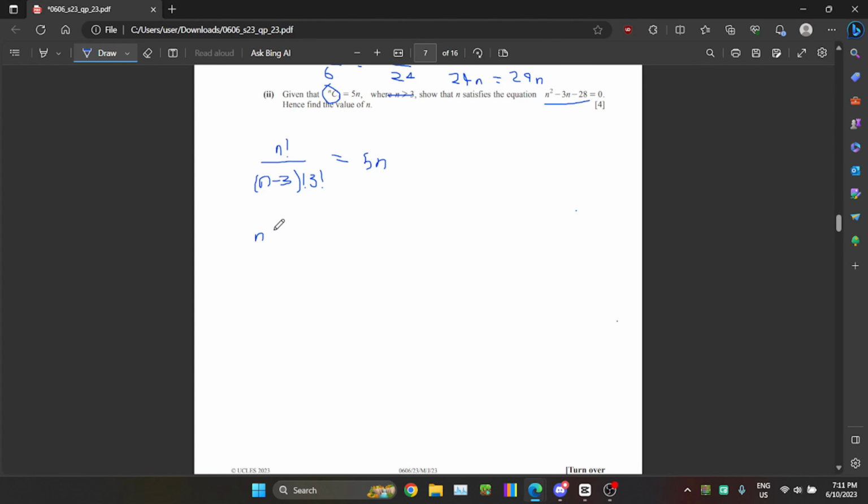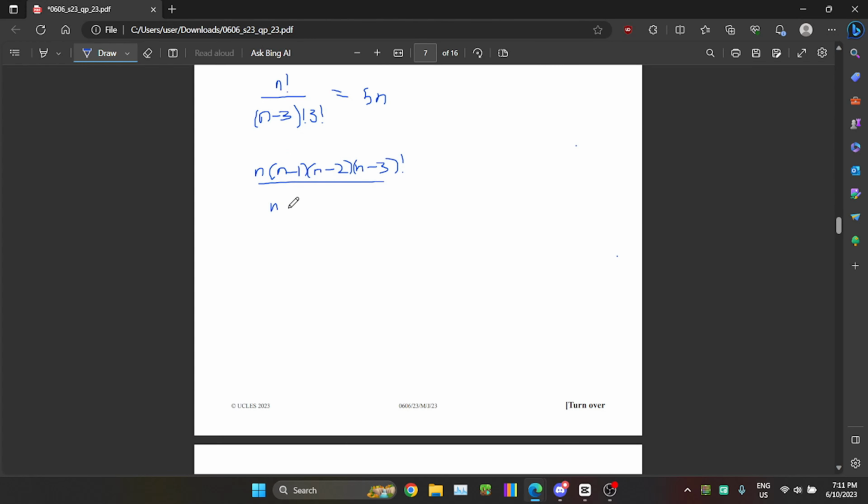So n permutation can actually count down as you saw earlier. So I just want to keep going. I'm going to go until negative 3 because that's what we want, right? So you can cancel them out. If the number is smaller or bigger, then you either go further or less. n minus 3 permutation 3, so this equals 5n.